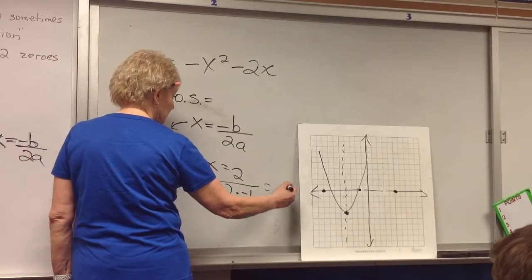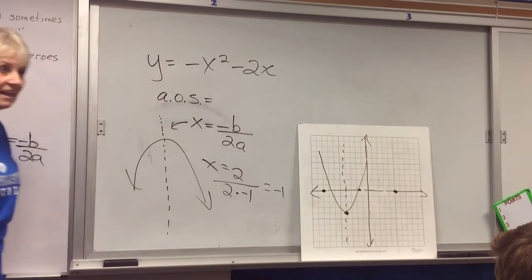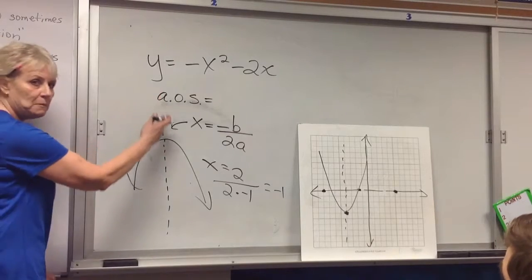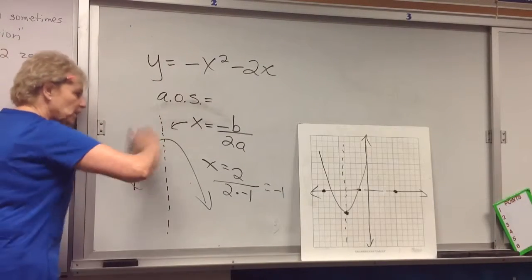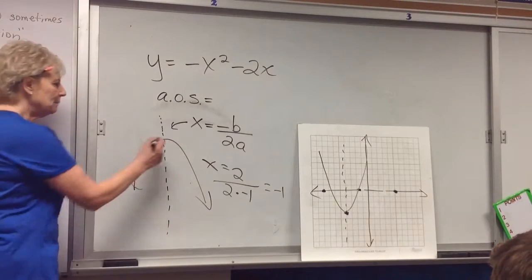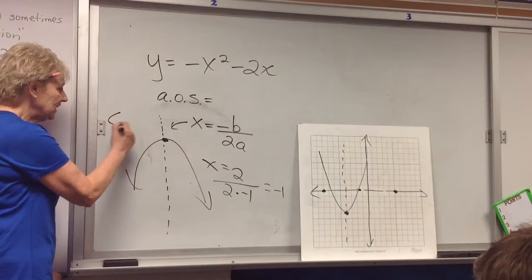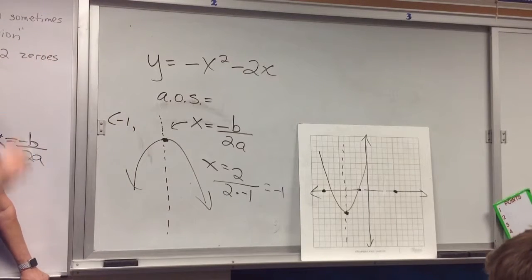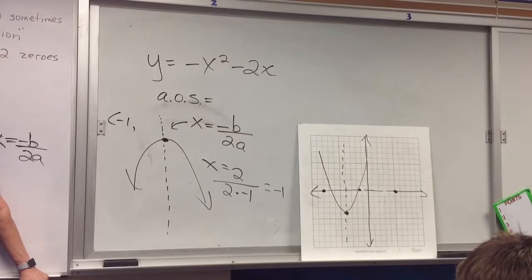You guys get -1? Yep. Okay, that means we have a parabola that goes upside down through -1. Now, that means our vertex is -1, something. Find the something. Plug it in.